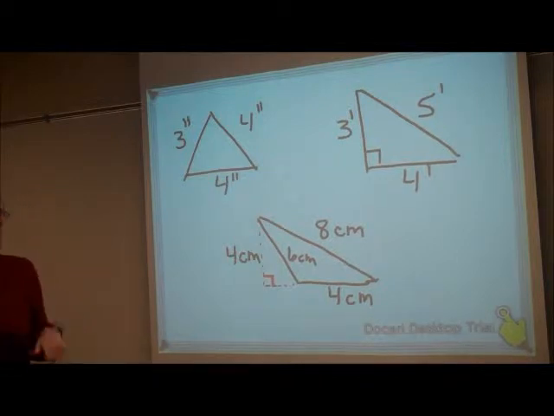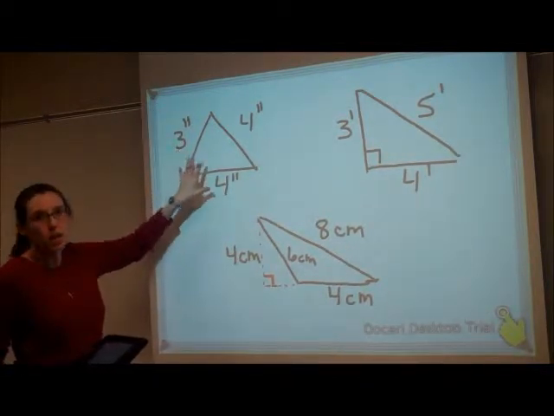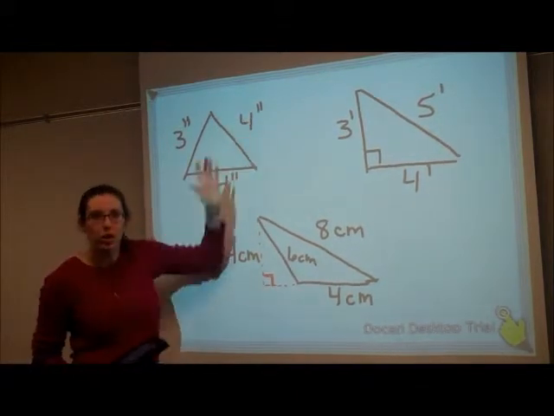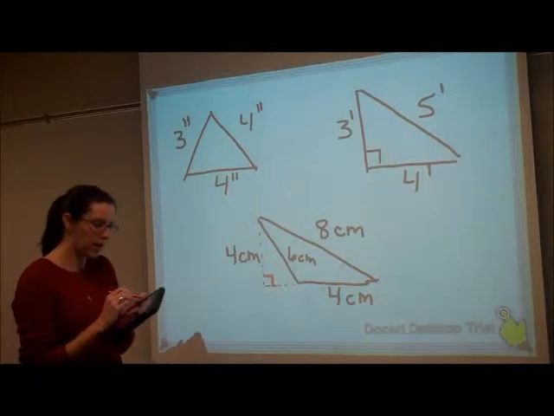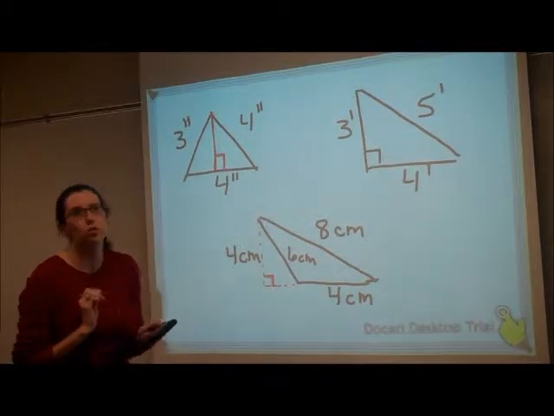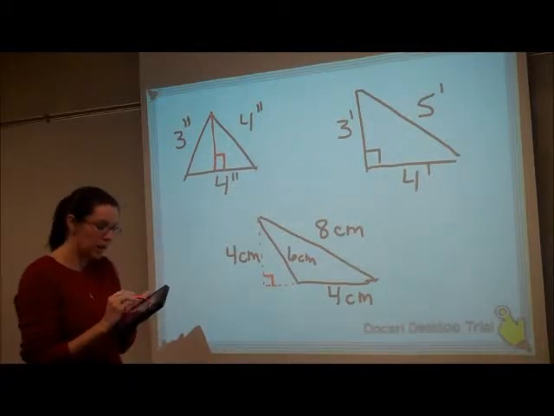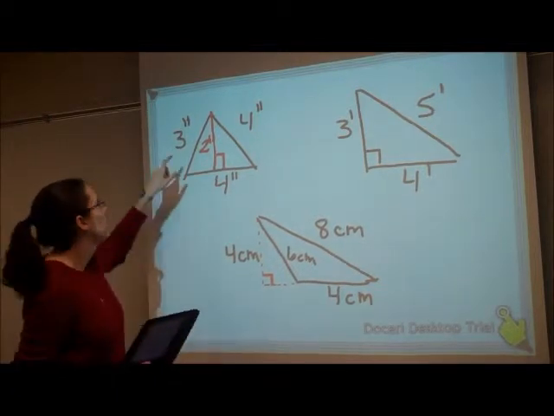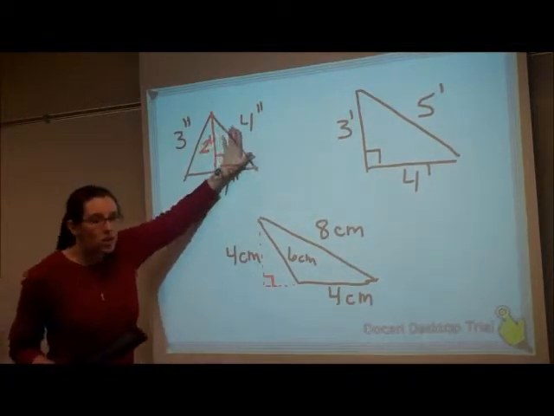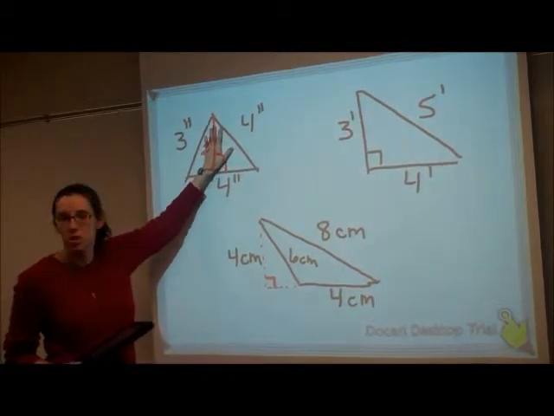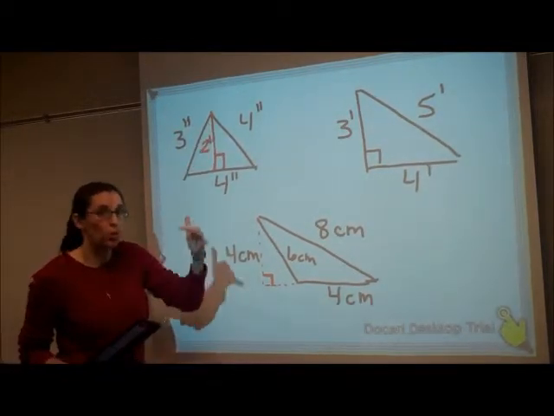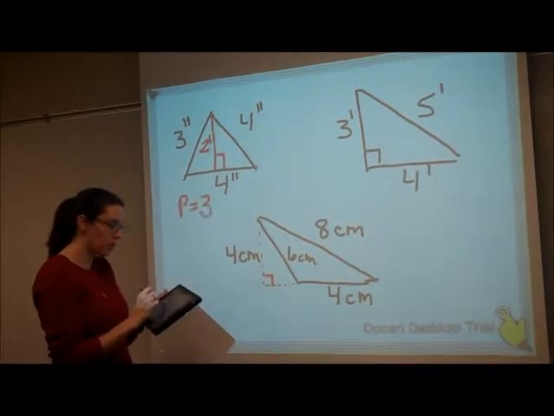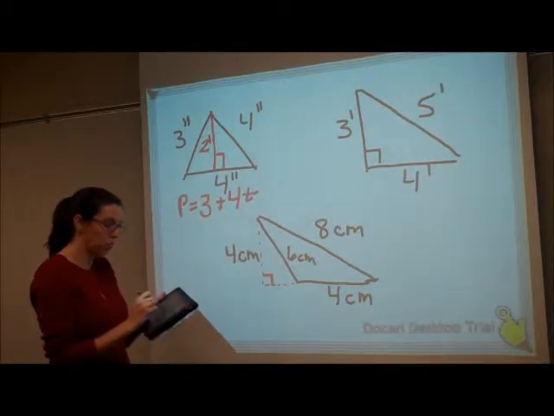Now, let's look at some triangles. Here, this one's pretty easy. For our perimeter, we would just take 3 plus 4 plus 4. But sometimes they may throw in the altitude or the height of that triangle and tell you that it is 2 inches. That's what these little marks mean, inches, okay? The altitude, the height of that triangle, has nothing to do with the distance around the triangle. So for the perimeter, we're going to ignore this number. So the perimeter would just be 3 plus 4 plus 4.